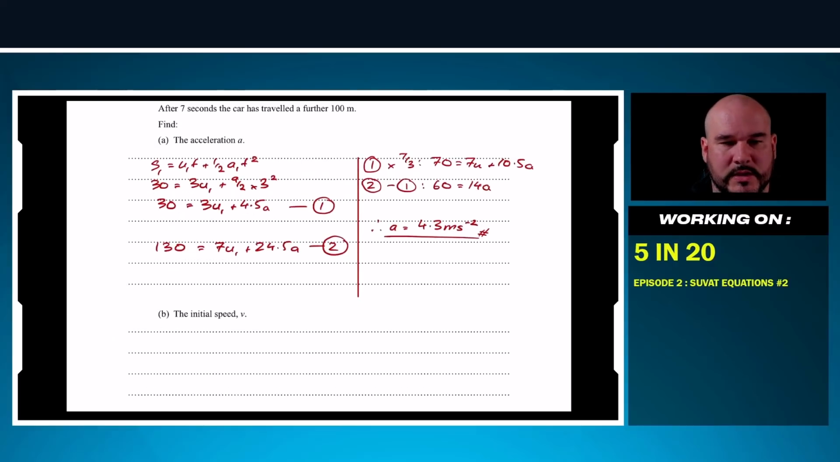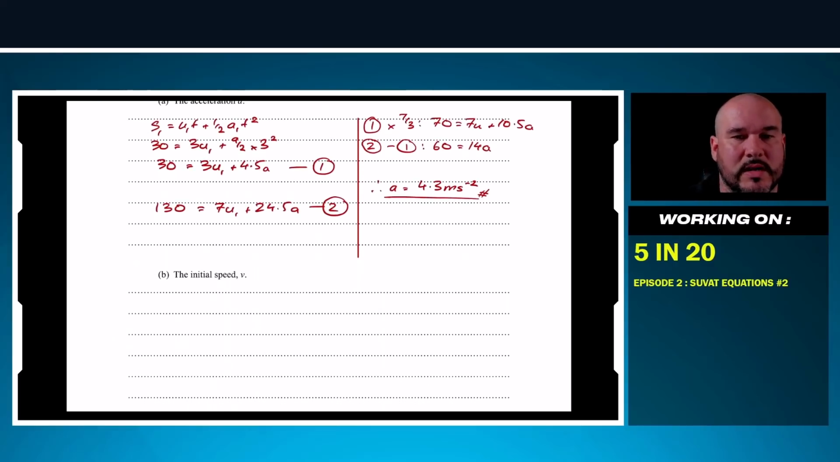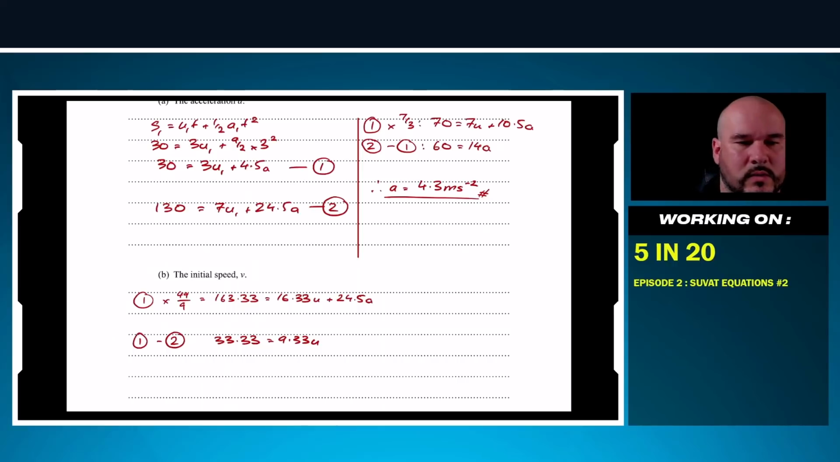And then we just have the initial speed u. Now that we have our value for a, we can pretty much just go back and plug it into either one of the equations, 1 or 2, and solve for the value of u. So we do equation 1, multiply by 49 on 4. I think I'm doing it the long way here. So 163.3 = 16.33u + 24.5a. And then I've just done 1 minus 2, and I've figured out what my value of u is.